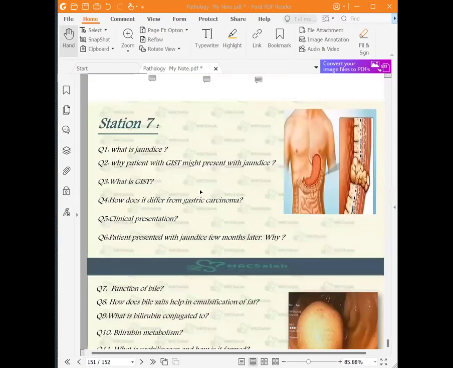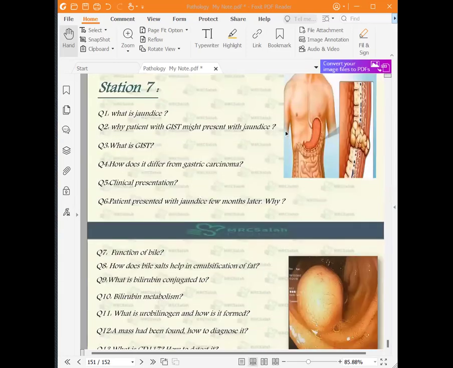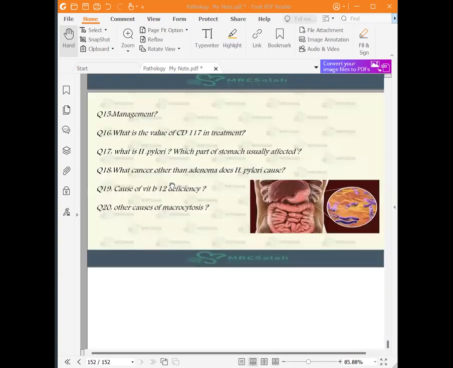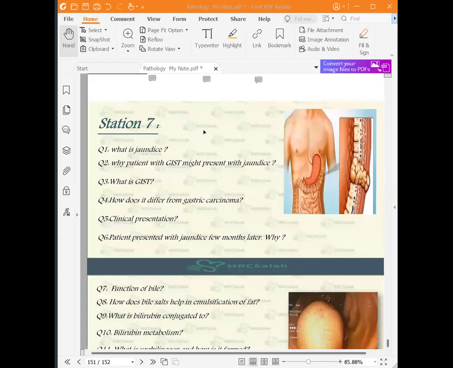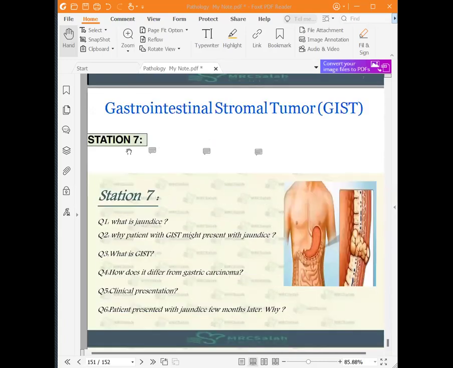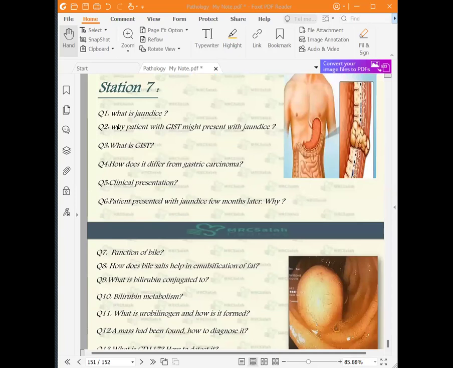Can you see the screen? Yeah. Okay, I think this is the last station. We have a total of 20 questions. Can I take the first 6 or 7 questions? Okay, then in EU, then Dr. Amir. Okay, no problem. You can read the station. No stem actually, directly start with the questions.